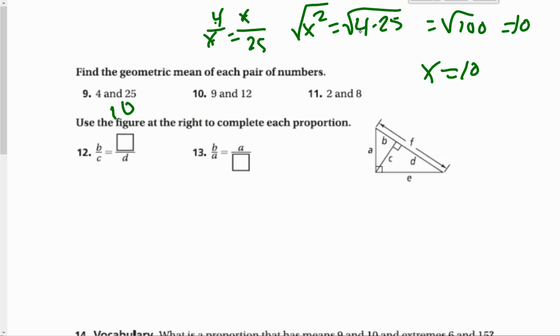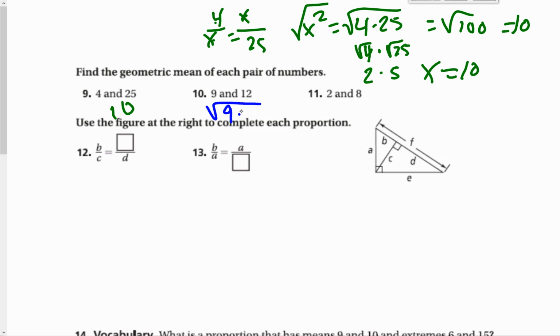Or you can just square root these individually. Square root 4 times the square root of 25. Square root of 4 is 2. Square root of 25 is 5. 2 times 5 is 10. So either way, you get the same answer. So basically, you just have to multiply the numbers. So you multiply these two numbers, and then just take the square root of it.